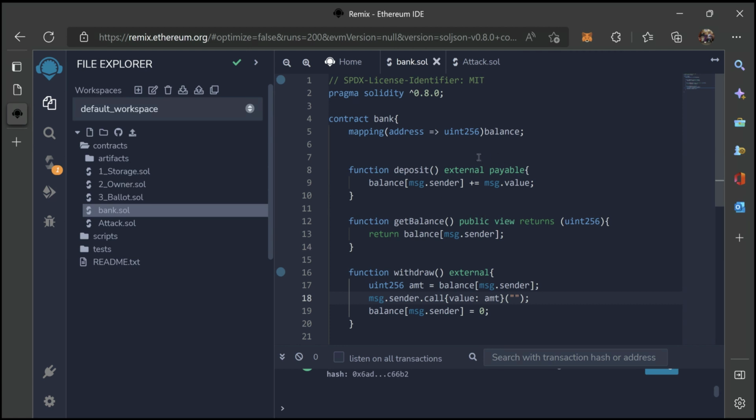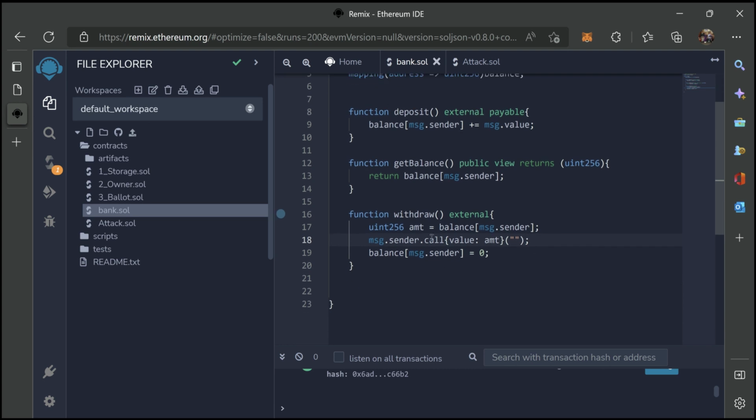So this is a very simple smart contract in which you can deposit some money into this smart contract, and then you can withdraw it, and you can also get a balance. Nothing surprising, but this withdrawal is vulnerable to the reentrancy attack because over here, we check how much amount we have in the balance, and then we use this function to send all the money. So we basically withdraw all the money from here, and then we set the balance to 0.